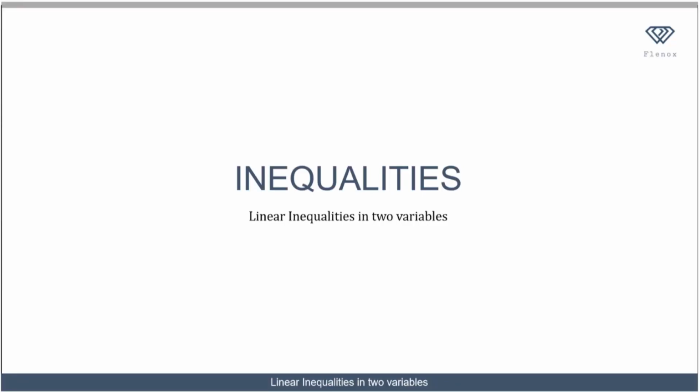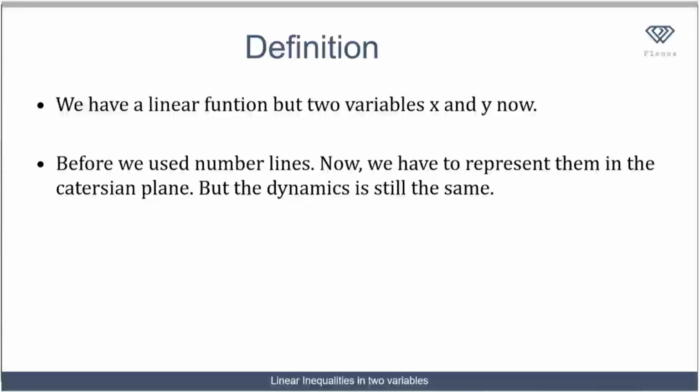So now we'll be looking at linear inequalities in two variables. And what does this mean? Here we have a linear function, but now we have two variables. Like in the examples we've been discussing before, we only had one variable and that was just x. But in this case, we're going to be having two variables, x and y, in the inequalities.